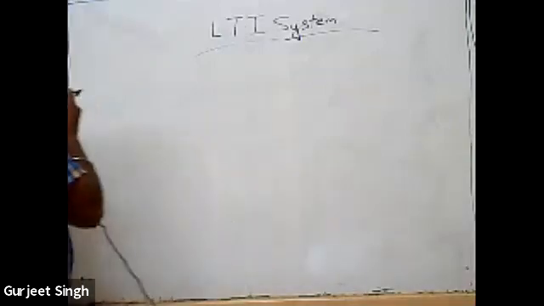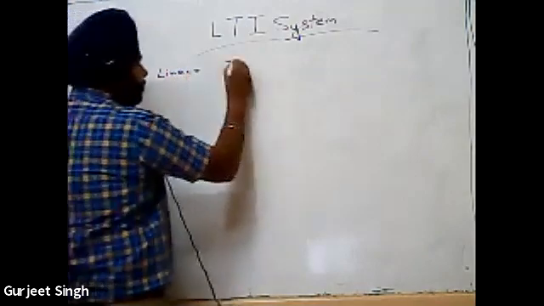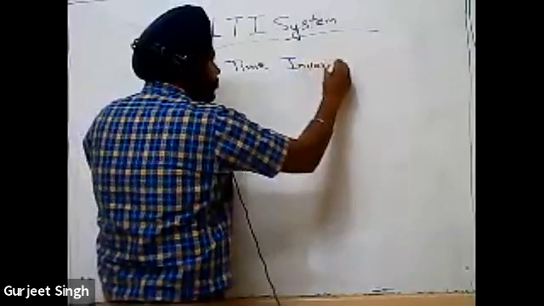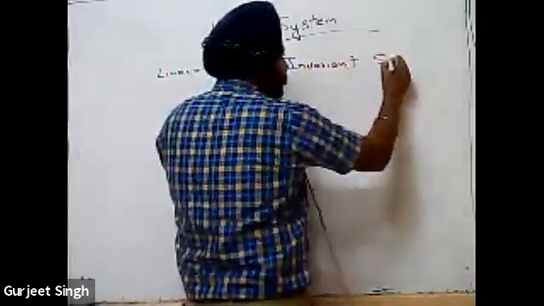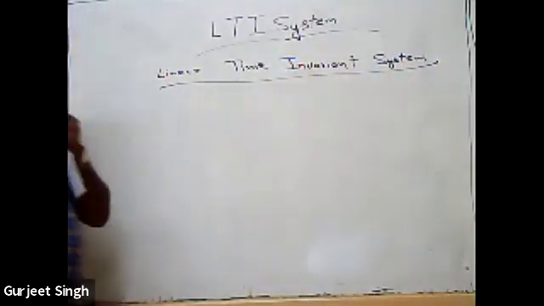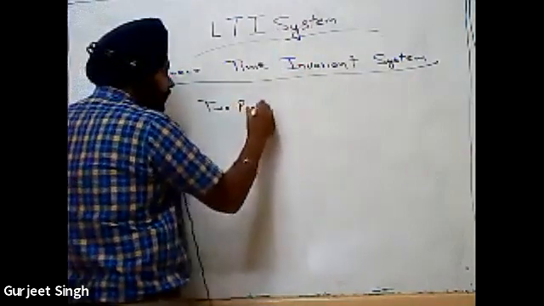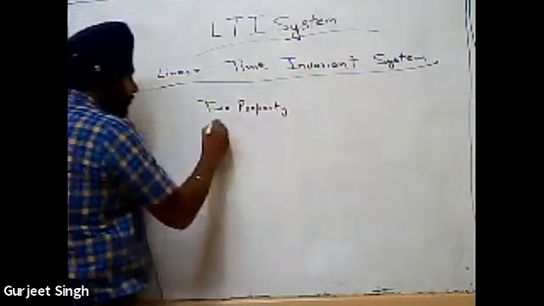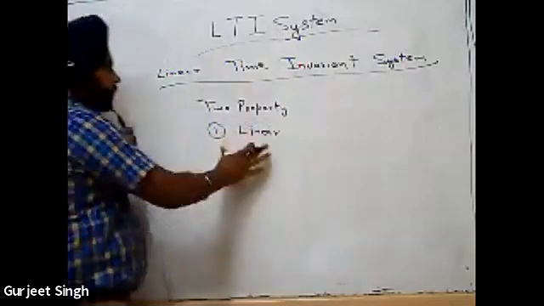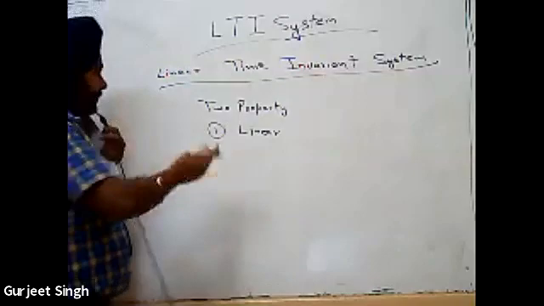First of all, LTI system is the linear time invariant system. So the LTI system basically obeys two properties. First property: the LTI system must be a linear system, means our LTI system must obey the property of linearity.